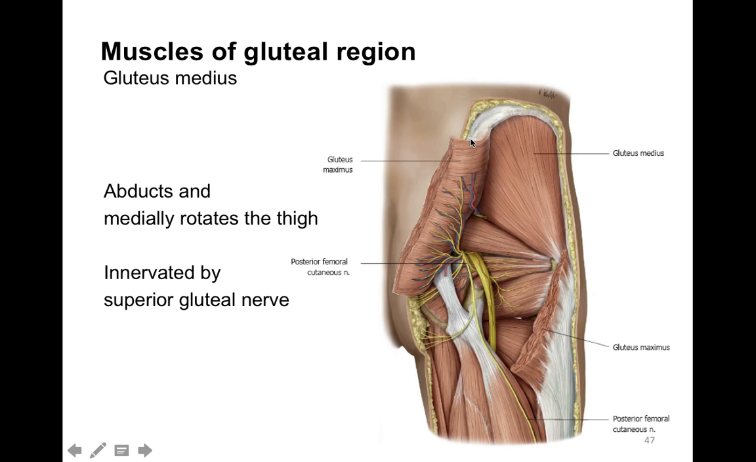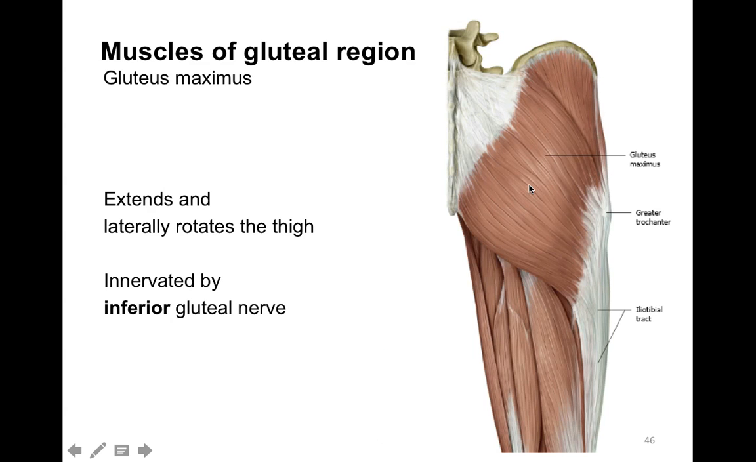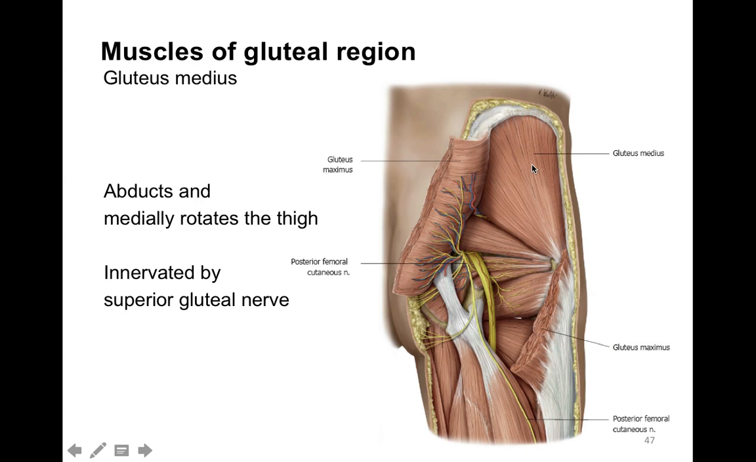Cutting and reflecting gluteus maximus will reveal the gluteus medius. If I go back a slide, you can actually see a little bit of gluteus medius peeking out deep to the gluteus maximus. So you can, in dissection, define the superior border of gluteus maximus by blunt dissection, and then you'll be able to see a little bit of gluteus medius as it makes its superior attachment onto the iliac crest. The function of gluteus medius is to abduct and medially rotate the thigh at the hip joint. It is innervated by the superior gluteal nerve.